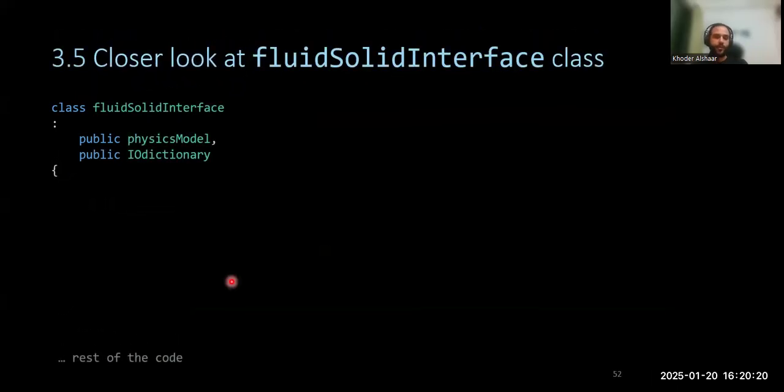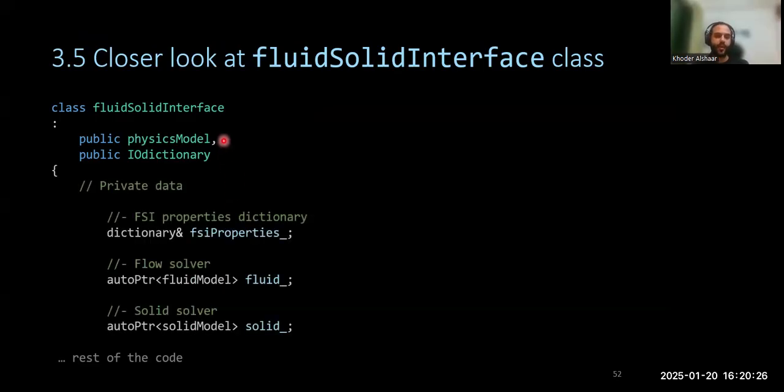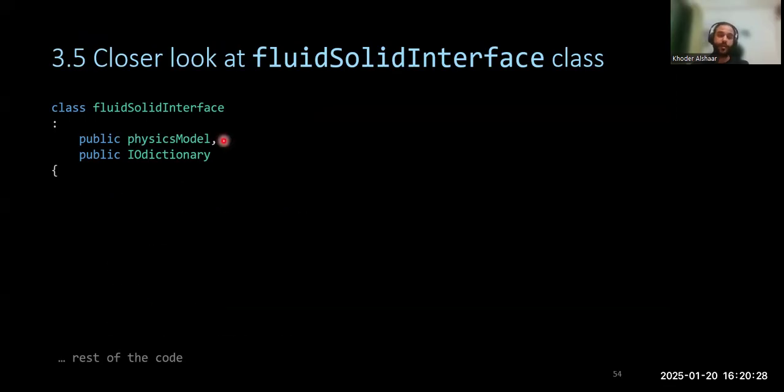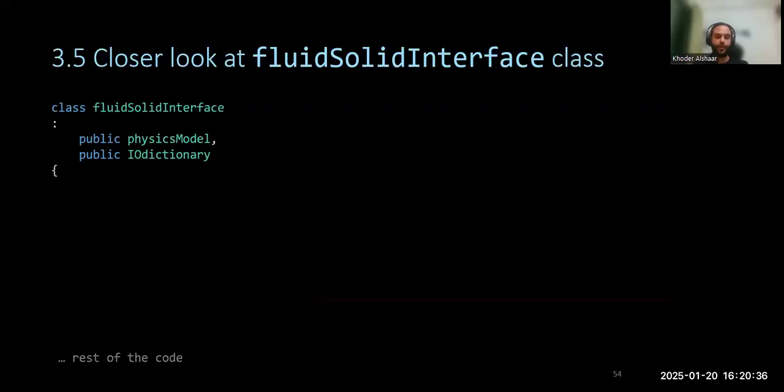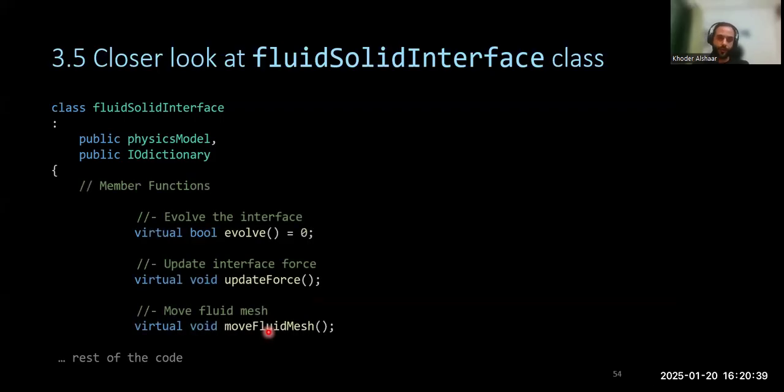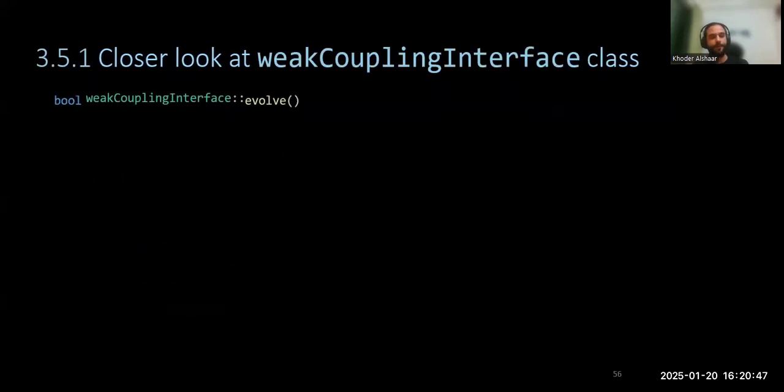A quick notice about the fluid solid interface class. It also inherits the physics model. It has its own private data, and just notice that it also creates fluid and solid data members from the solid and fluid models. It has its own member functions, which are, again, evolve, update forces, and move fluid mesh.